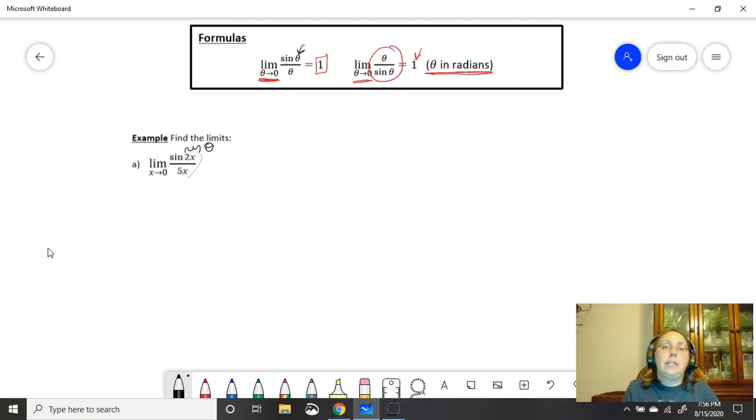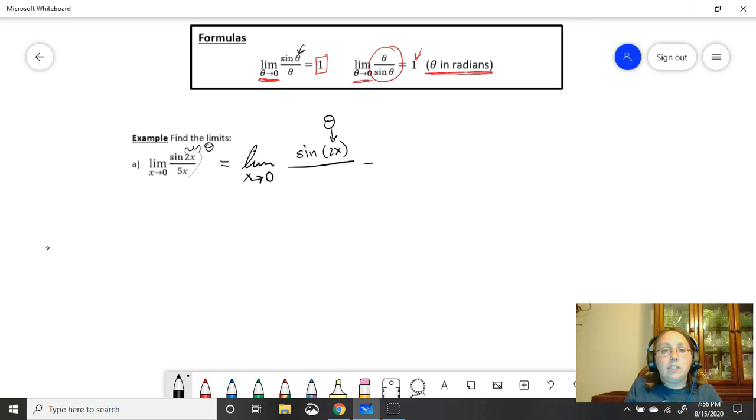Well, the formula says if we have sine of theta, then we need theta in the bottom as well. So in order to use our formula, we're actually going to have to do a little bit of algebra. So as x approaches 0, we have sine of 2x, that's our theta, the whole thing in there, divided by what we want to have on the bottom, which is 2x. Do we have that in the bottom? No, we don't. We have 5x. So how can we fix this?